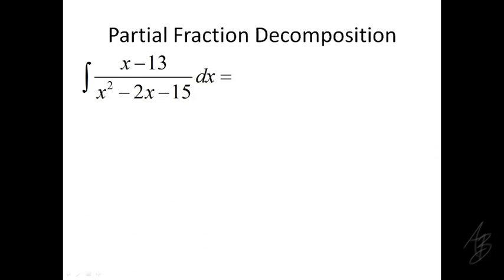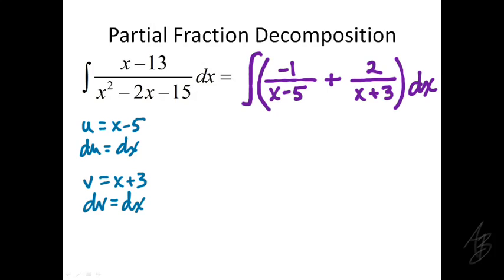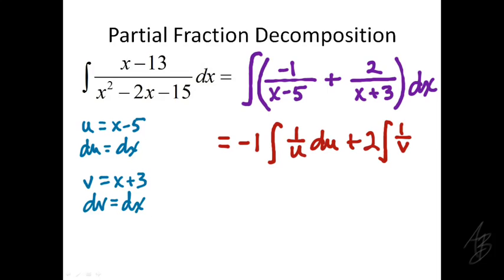If we wanted to integrate this expression, we would integrate the expression that we just got that we know is equal to it, and we can integrate each one of these separately. So we would take the integral of negative 1 over x minus 5 by substituting u in for x minus 5, and we could substitute v in for x plus 3, so du is going to equal dx and dv equals dx by taking the derivative of each of those. And so we have negative 1 times the integral of 1 over u times du plus 2 times the integral of 1 over v times dv.